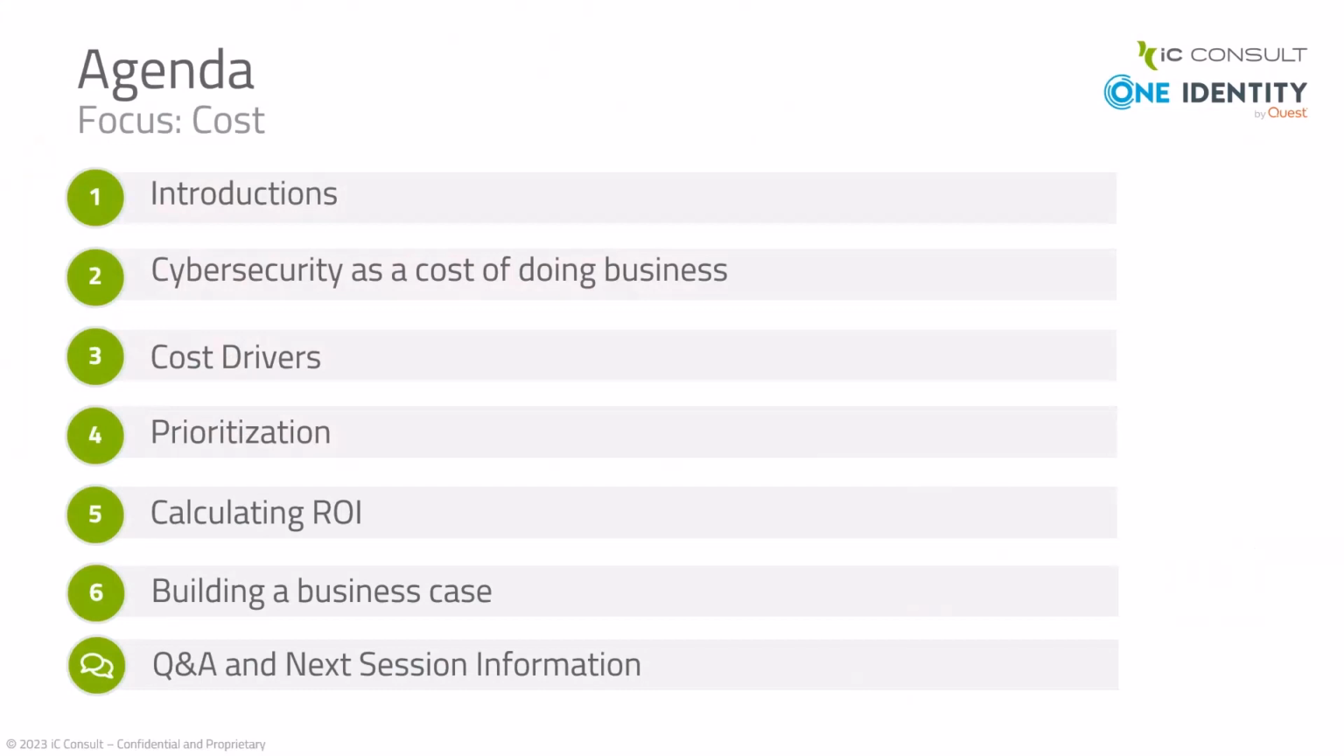We'll talk a little bit about how the business views cybersecurity and cybersecurity as a cost of doing business. We'll discuss cost drivers, what really drives up the cost of a cybersecurity program, things including redundant software, manual processes, technical debt, and ways to prioritize those costs and measure risks. We'll also discuss ways of calculating and demonstrating ROI for cybersecurity investments, and how to build a business case for the executive level, C-suite, and to really drive a case for the business investments.